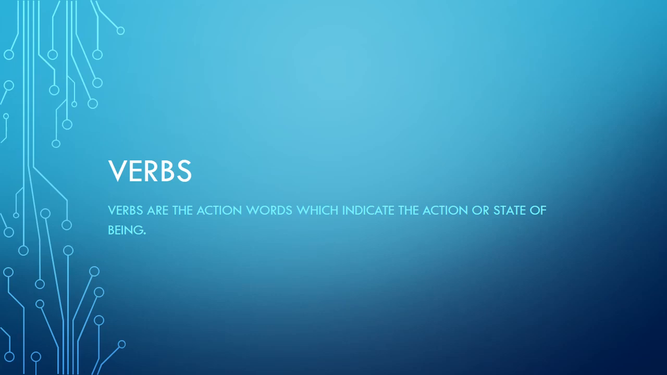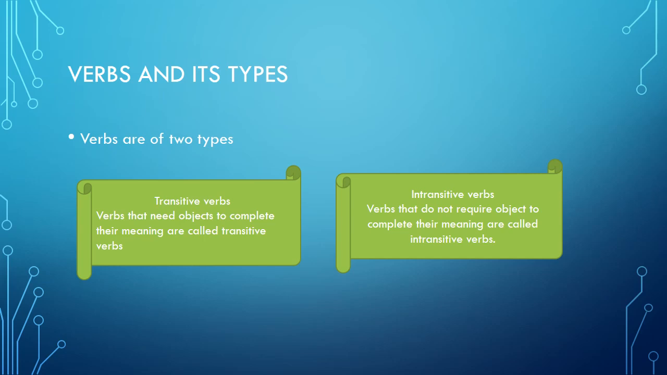So let's talk about verbs. Verbs are the action words which indicate the action or state of being in a sentence, and without the verb a sentence is incomplete. So verbs are of two types, the transitive verbs and intransitive verbs.